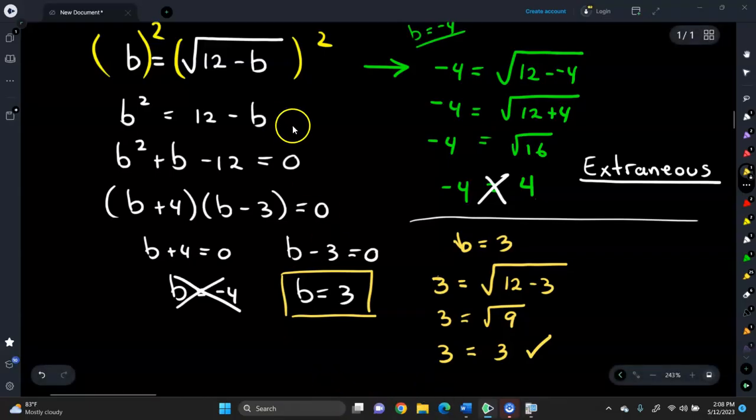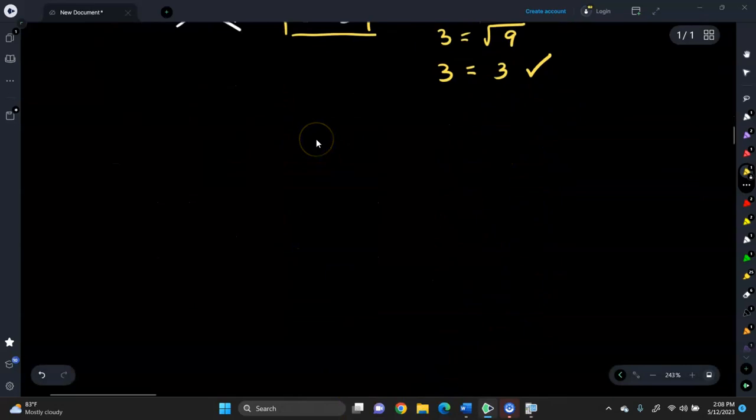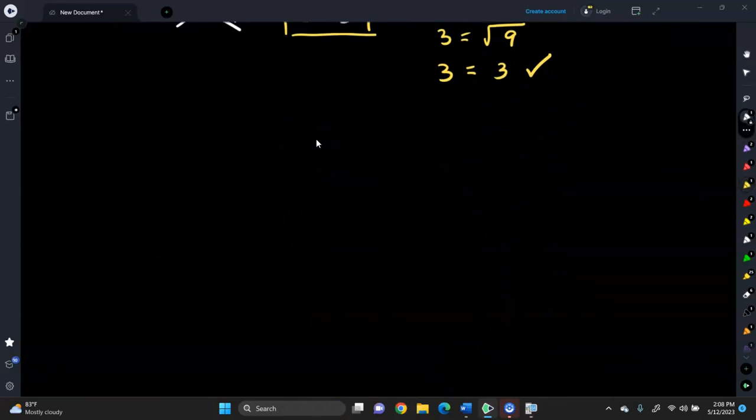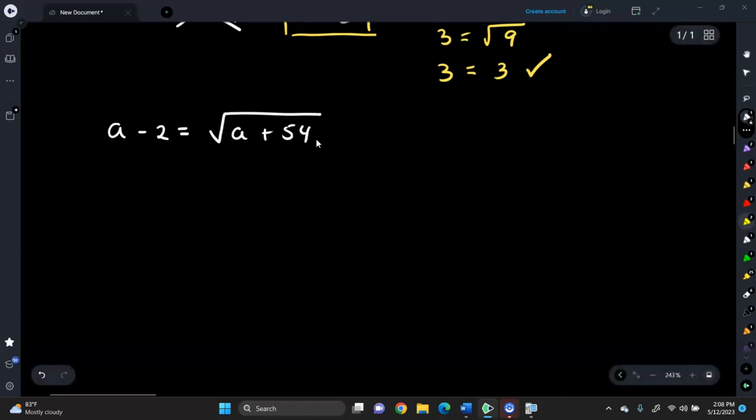Okay. So we're getting to some unique problems. Let's look at this one. Let's look at a minus 2 equals the square root of a plus 54. So here I see the radical is isolated. So we're going to square both sides.